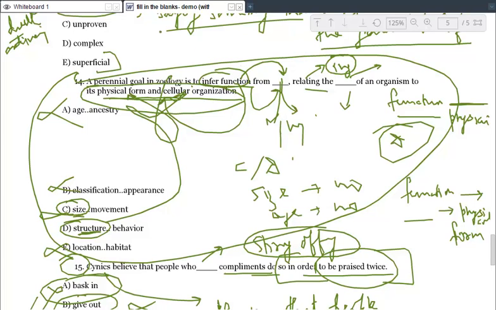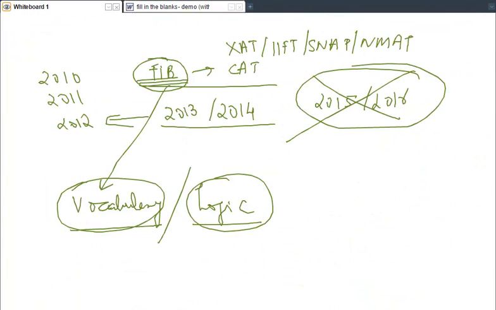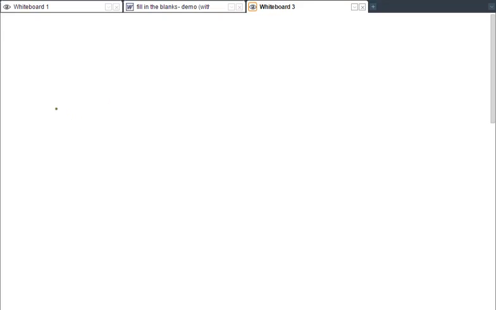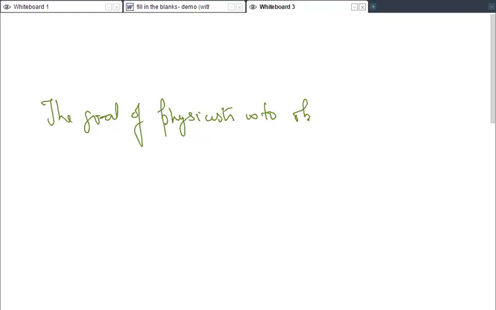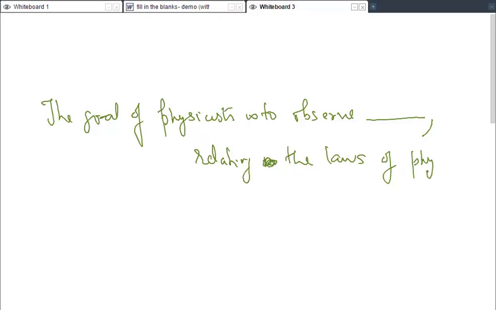So I would give you a sentence now. Fine, just hold on for a while here. Just take this here and look at this now. The goal of physicists is to observe dash, relating the laws of physics with the laws of nature. Correct? What will come here, people?